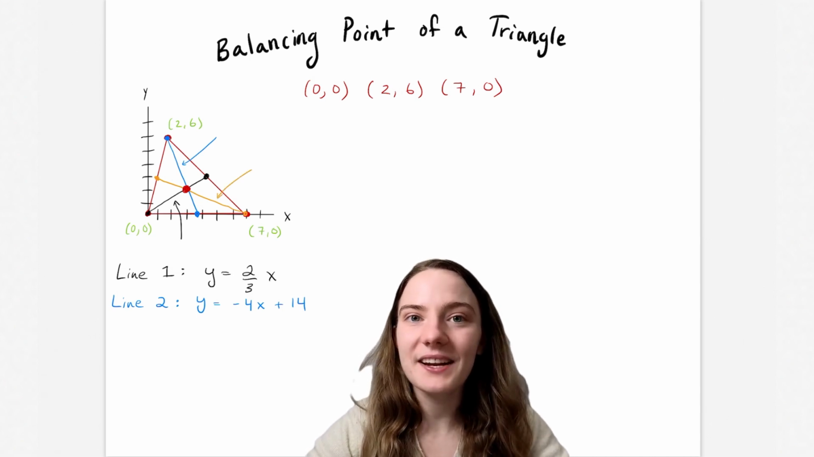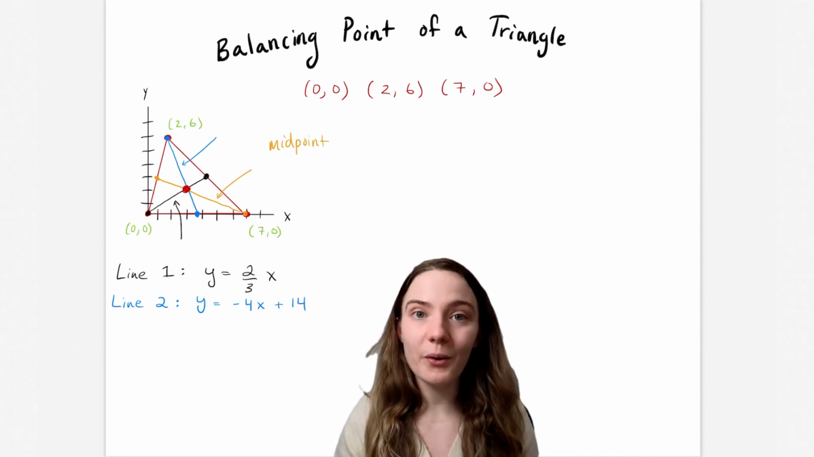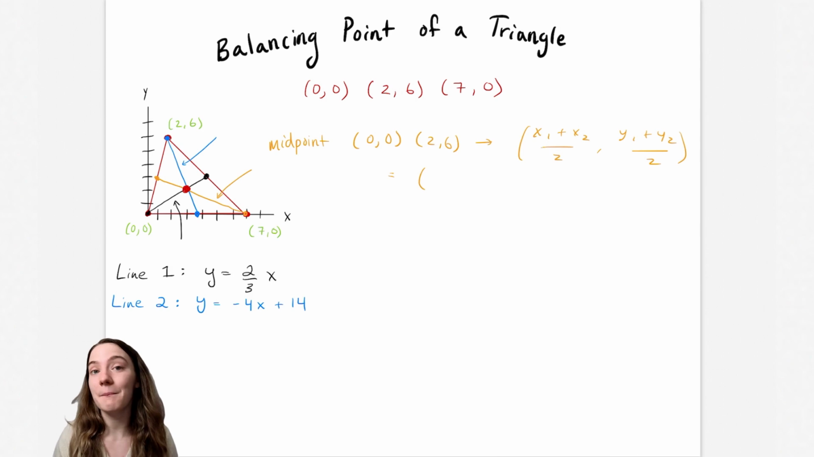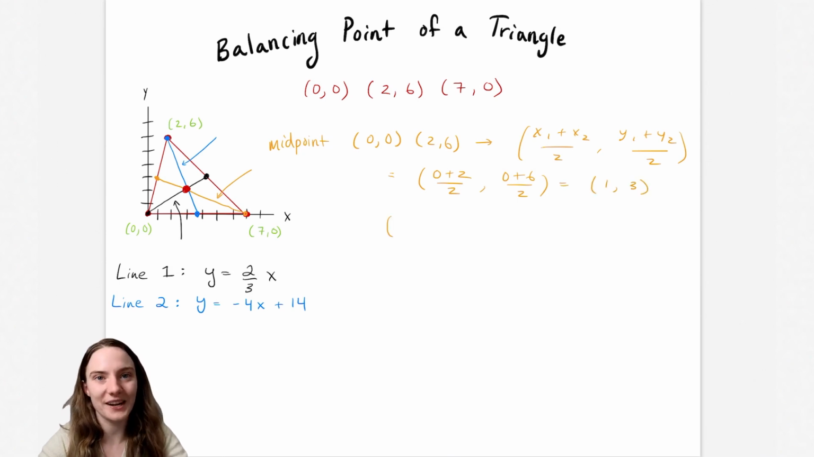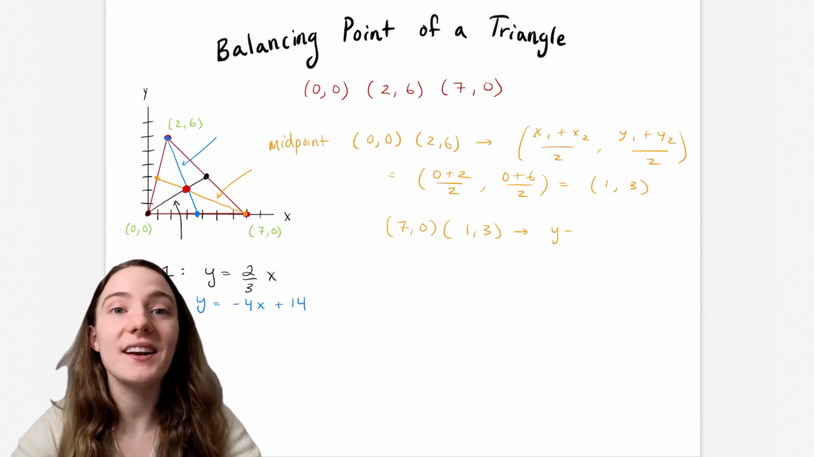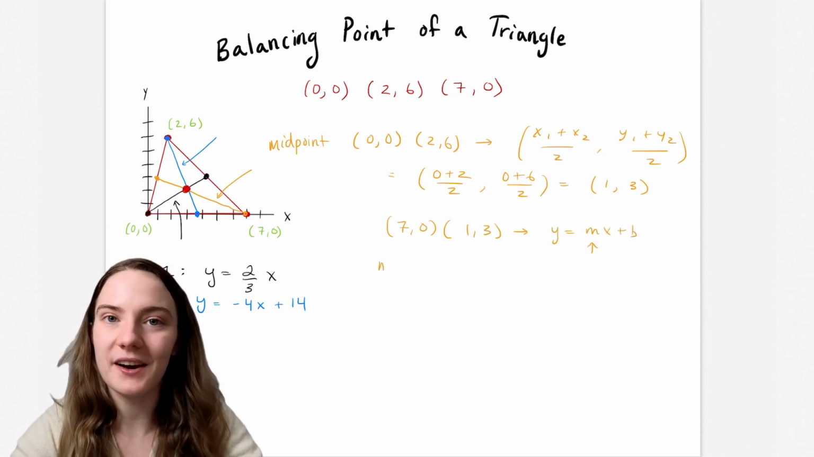Now let's look at the median that I drew in orange. Our first step is to find the midpoint of the opposite side. The opposite side is made up of the points (0, 0) and (2, 6). Using those points and the midpoint equation, you can do the math and see that the midpoint of our third median would be (1, 3).